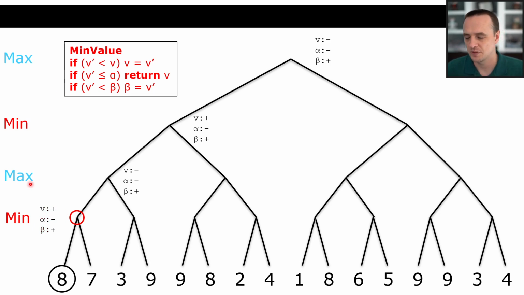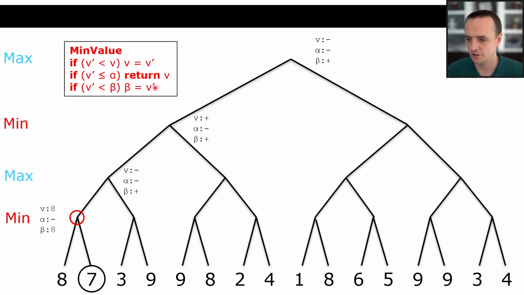So now, I'm doing all three. If the new value is less than or equal to alpha, then just return the value immediately. Well, alpha is negative infinity, so this is not going to be less than negative infinity. So I'm not going to do this pruning step. The other step says if v prime is less than beta, then beta is equal to v prime. So that is true. So I'm going to set beta to v prime. So here what I've done is I've set v equal to v prime, which is 8, and beta equal to v prime, which is 8.